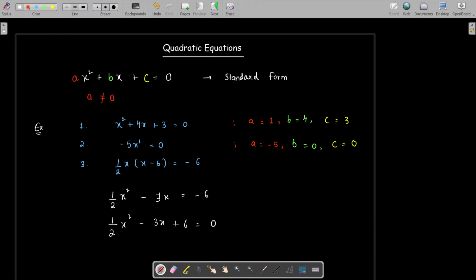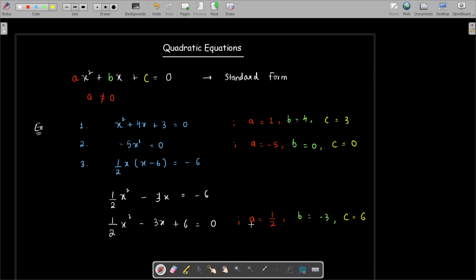And now we can write the coefficients. The coefficient of x² is 1/2. The coefficient of x is -3. And c is 6.